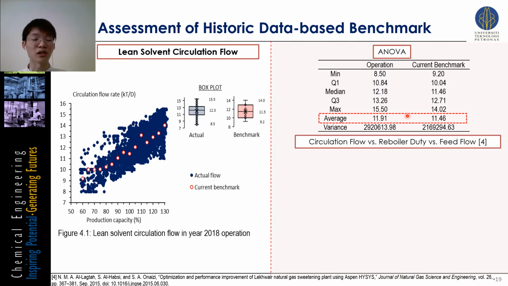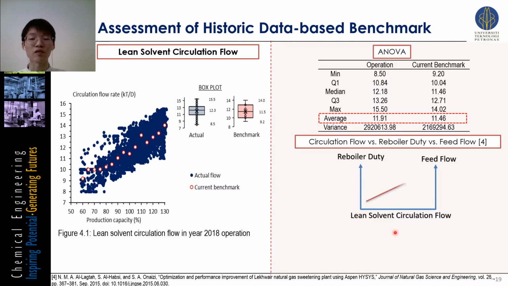Here I present you the relationship between the circulation flow, reboiler duty, and also the feed flow. According to study, the lean solvent circulation flow is actually having a linear relationship with the reboiler and also the feed flow. Right now, let us shift back into this graph. We can see that yes, the current benchmark is having a linear relationship, but there are a few spikes here which is not consistent. This is spike 1, spike 2, and also spike 3.